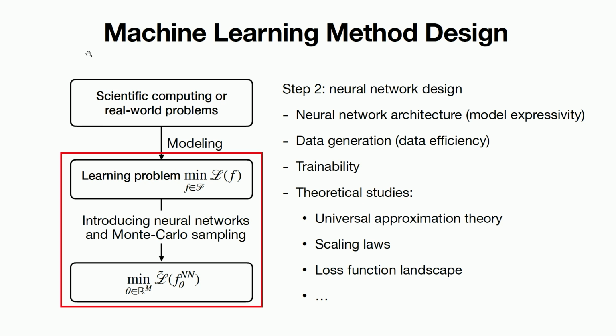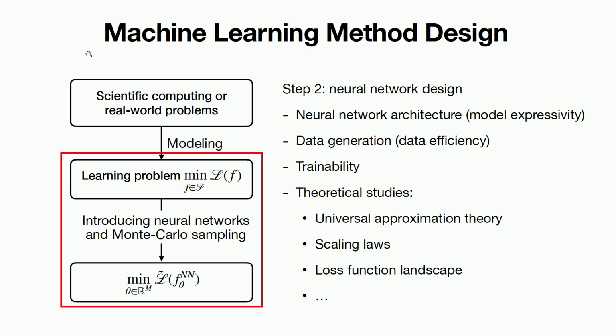Okay, and for the second stage, now we have the neural network structure at this stage. Now things become more complicated. We need to design the neural network architecture that is related to model expressivity. And then you need to design what kind of data you use. This is related to data efficiency, how to increase the data efficiency. And then the training process is related to trainability, how easy it is to train your neural network. And in this area, theoretical studies are much harder, I guess.